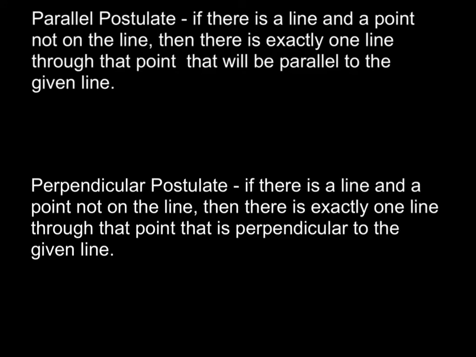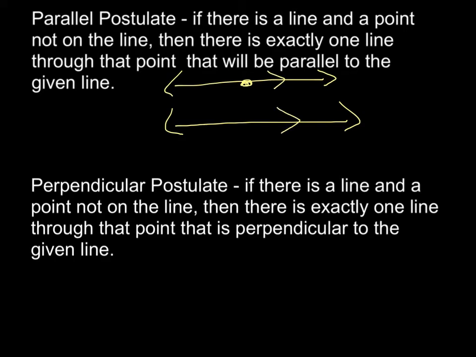Here we have two postulates, the parallel postulate and the perpendicular postulate. All that means is if you have a line, and there's a point that's not on that line, then there's going to be exactly one line that can go through that point that will be parallel to the original line. That's all that means.